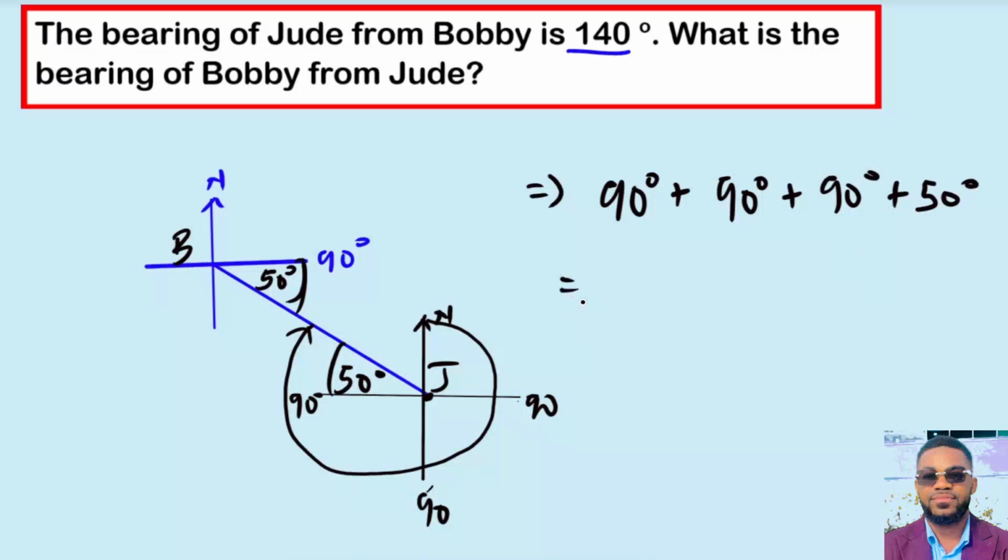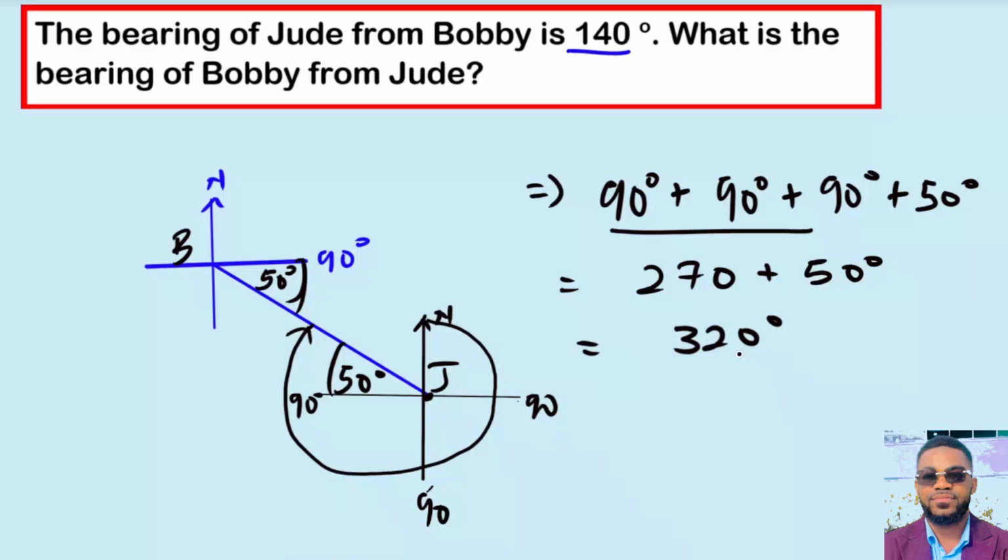Let's add to see what we're going to get. The sum of these three will give us 270, plus 50 degrees, and our answer is going to be 320 degrees. So that's the bearing of Bobby from Jude.